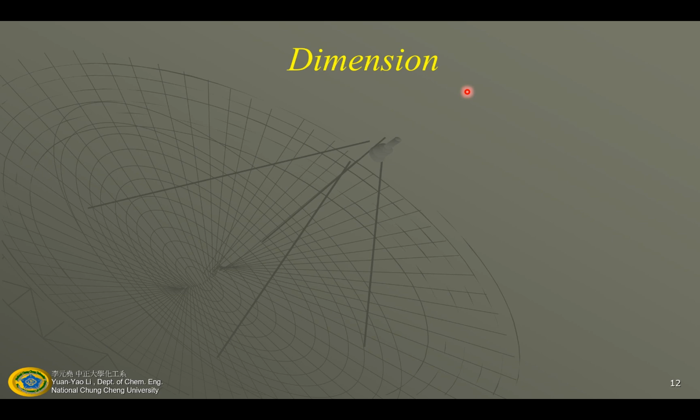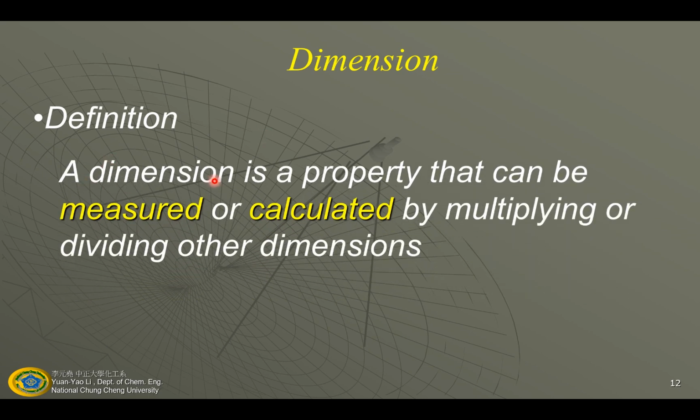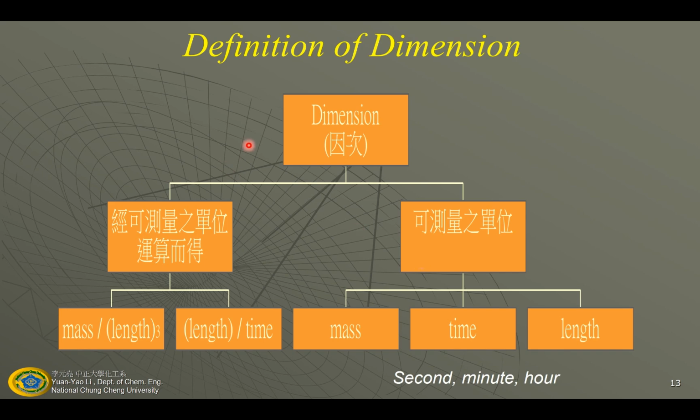How about dimension in this section? The definition of dimension is that a dimension is a property that can be measured or calculated by multiplying or dividing other dimensions. Sounds difficult, but actually it's not. So let me use this flow chart to give you a better understanding. Dimension is that you can divide into 2 categories. One is you can measure it. One is you can measure or you can count or calculate it.